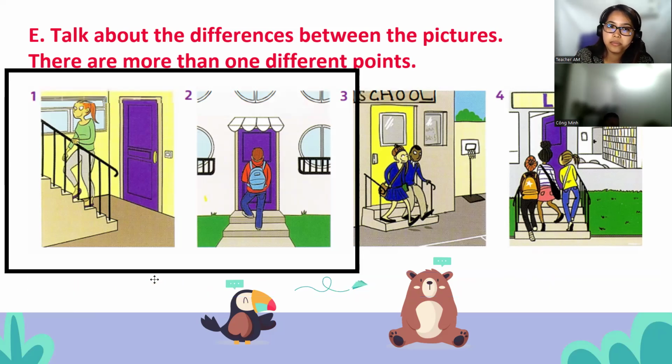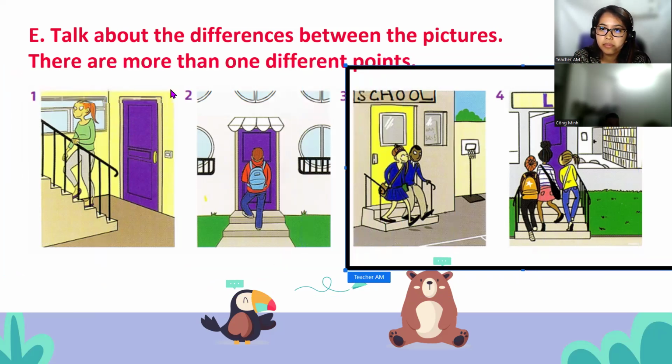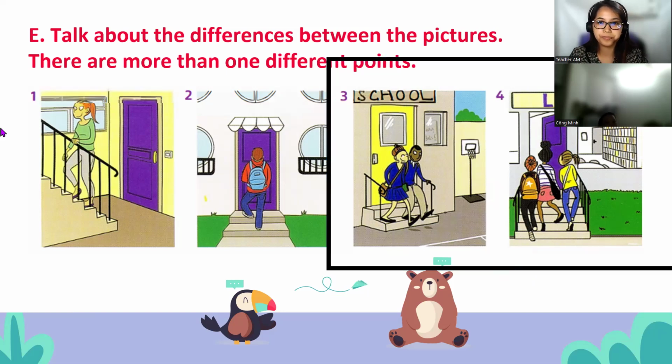What else? In picture 1, okay, how about this one, Min? This one. In picture 3, the man and the boy are going out of school. In picture 4, the three girls are in the library. Very good. Okay, what else?